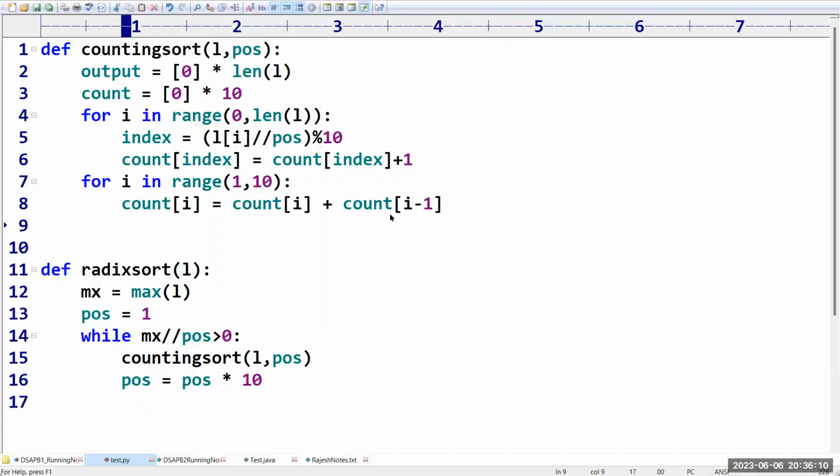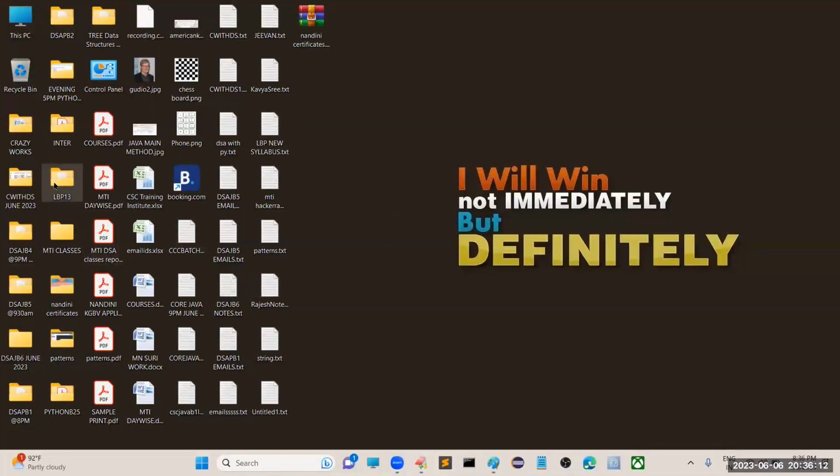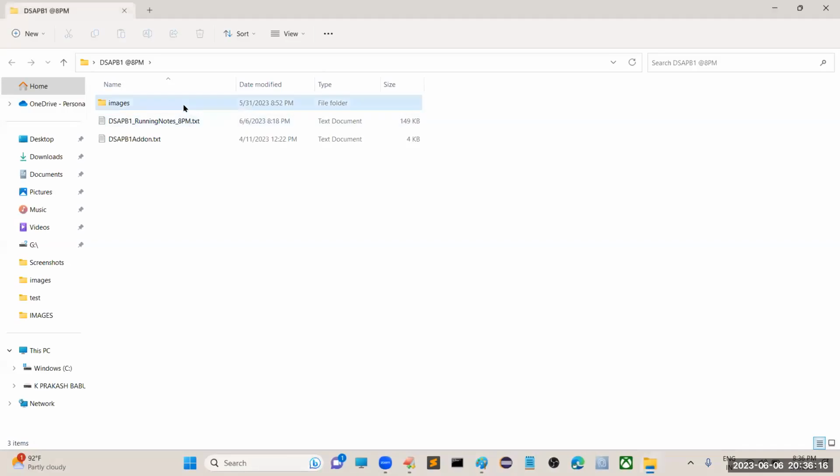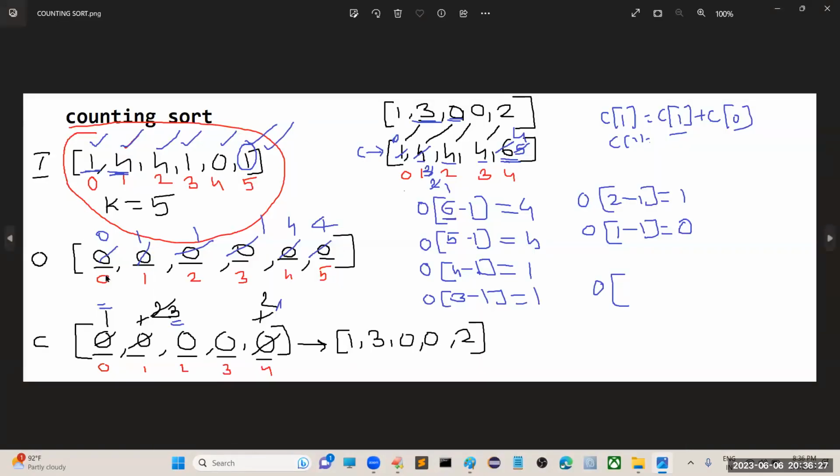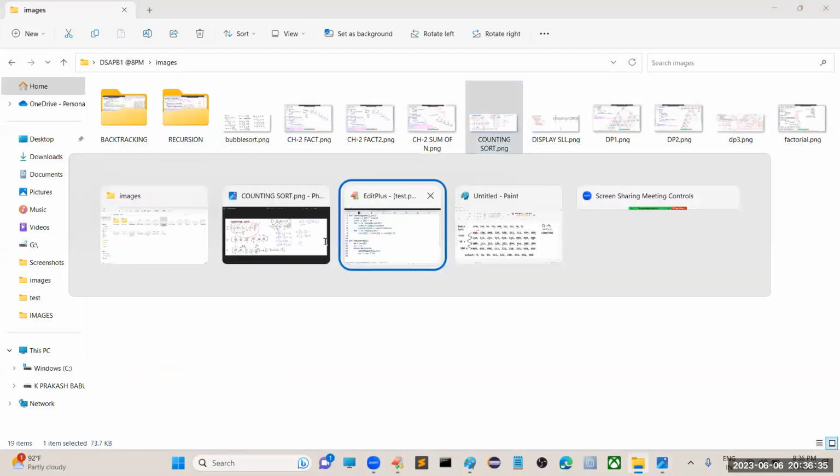I think the diagram is there somewhere. Let me cross check. Somewhere counting sort is there. You can see I updated the counting array based on the previous value. Here you can see. So that's what we have performed here.